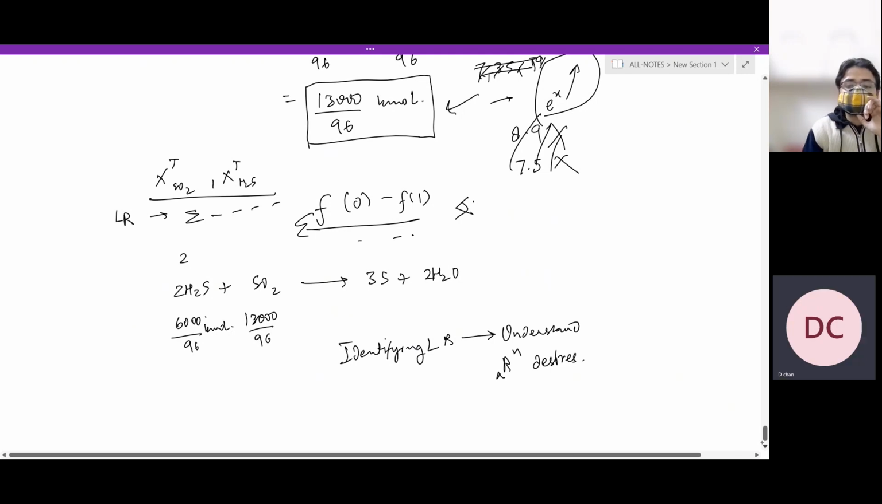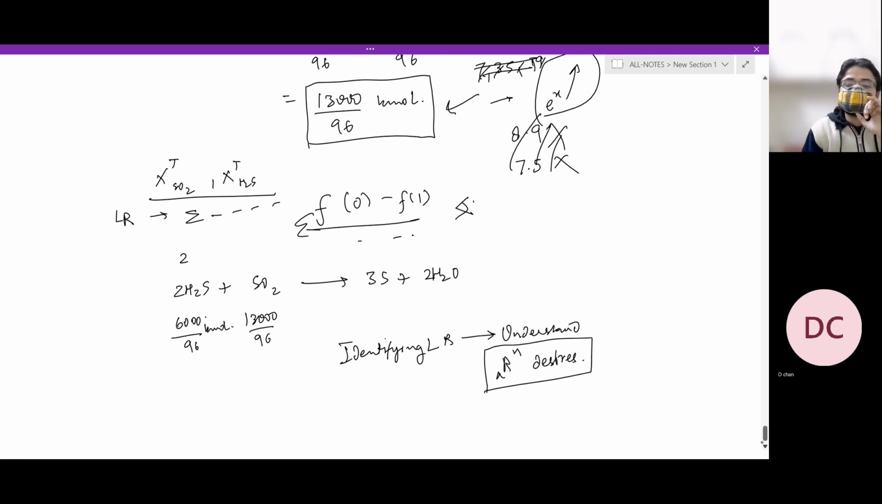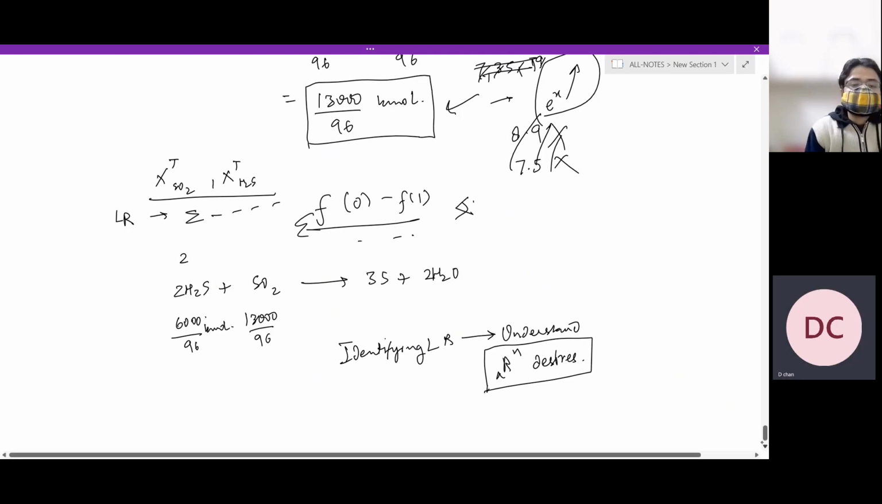What the reaction wants, you need to understand that and relate to that, okay? So what the reaction wants is 2 moles of H2S to 1 mole of SO2. So for every 2 moles of H2S that is reacting in the reaction chamber, the reaction wants only 1 mole of SO2, neither less, neither more. So just approach it both ways, okay?